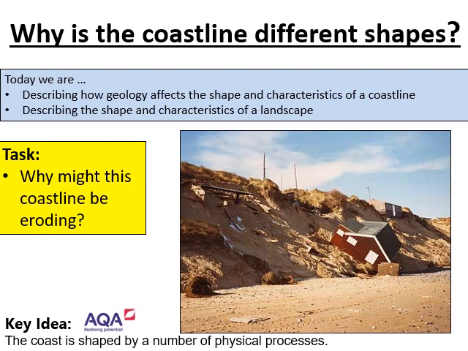First of all, look at the picture on the page and think about why this coastline may be eroding. What can you see in the picture that may give you some clues as to why this house may have fallen off the cliff and why this process may have taken place?